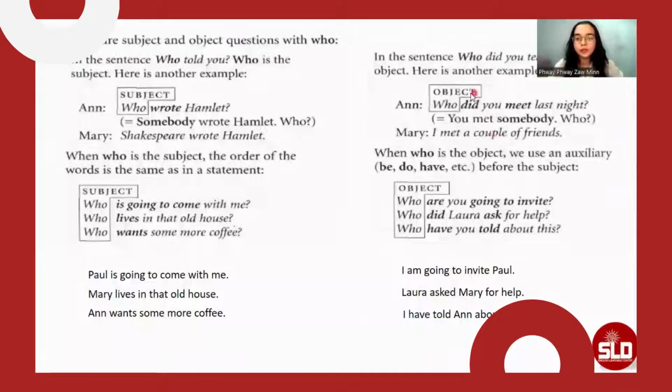In an object question, we use an auxiliary such as be, do, have before the subject. So here, who did you meet last night? So you met somebody, the question is who? So here, before the subject, we use the auxiliary did. And what about here? Who are you going to invite? So we use be, are, before the subject.